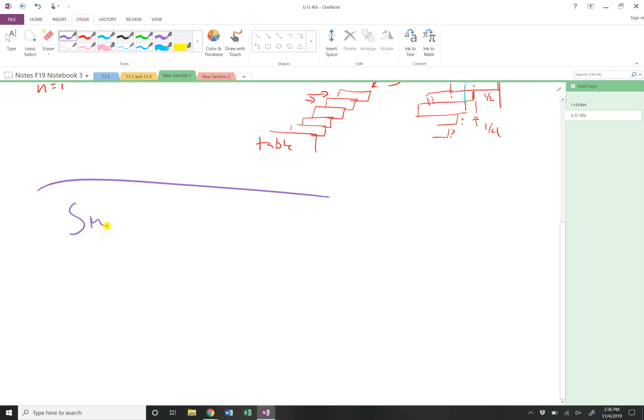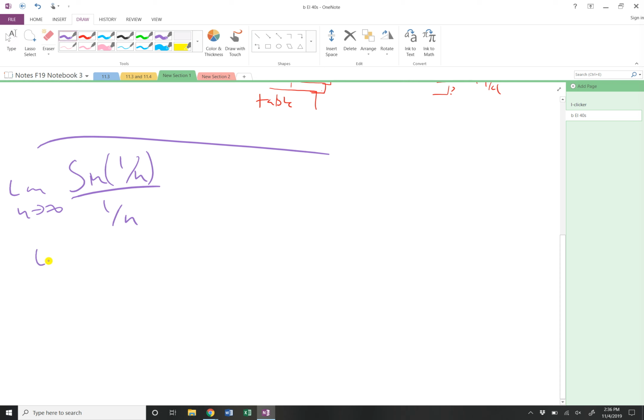So sine of 1 over n over 1 over n, limit as n goes to infinity. And how do we do this limit? Yeah, the way it is right now, sine of something that's close to 0 is 0. 1 over something that goes to infinity is 0. So I have it in the form of 0 over 0. So I can do L'Hopital's rule. So L'Hopital's rule, I get the limit as n goes to infinity.